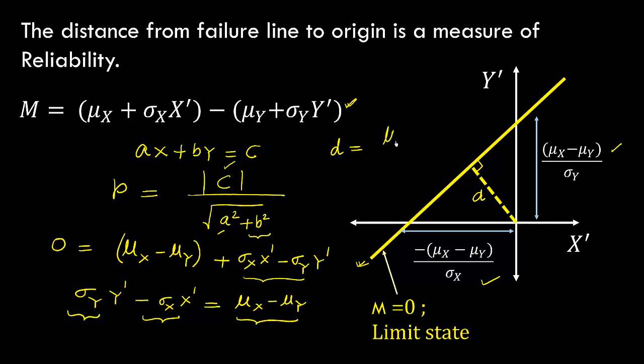This is equal to coefficient c, mu x minus mu y, that is intercept, and this divided by square root of sigma x whole square plus sigma y whole square. Now the term mu x minus mu y is already positive because mu x is greater than mu y, because we have assumed that mean of capacity is greater than the mean of demand. So d in this case is a measure of reliability. So if I can calculate this term, then we can calculate some measure of reliability. Now we can also derive expression for d using simple geometry. So let's discuss that also using an alternative solution.